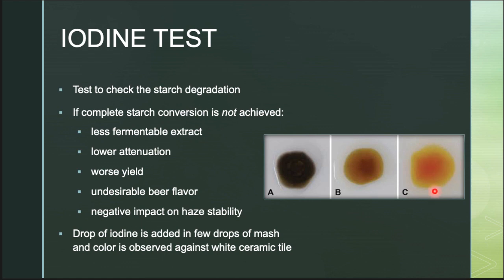This confirms the completion of saccharification and therefore the mash is further heated to 77 to 79 degrees centigrade in order to inhibit the further enzymatic action and then is transferred to the lauter tun for wort filtration. We shall cover wort filtration in another presentation.